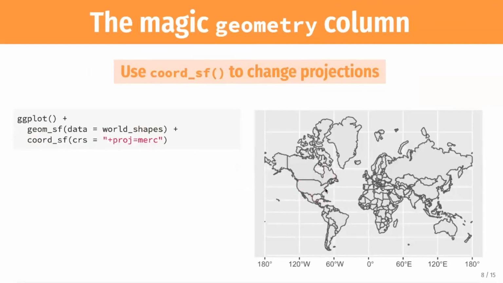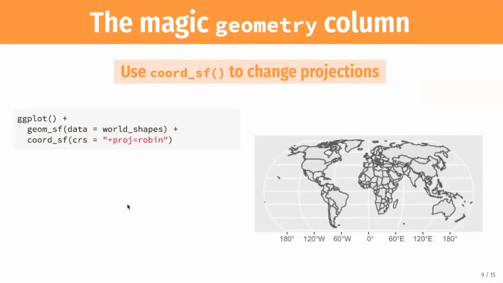There are other functions where you can change the projections, for instance. Here's the Mercator projection. All we had to do was say, use Mercator. We could switch this to a better one like Robinson. The only thing we have to change is say, use the Robinson projection, which is neat.